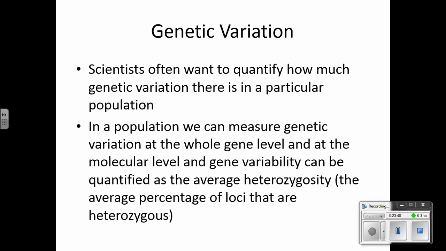Scientists often want to quantify how much genetic variation there is in a particular population. In a population, we can measure genetic variation at the whole gene level and at the molecular level, and gene variability can be quantified as the average heterozygosity, the average percent of loci that are heterozygous.